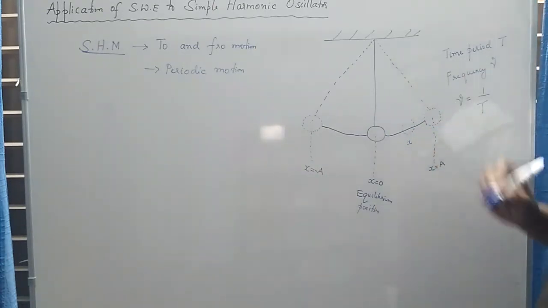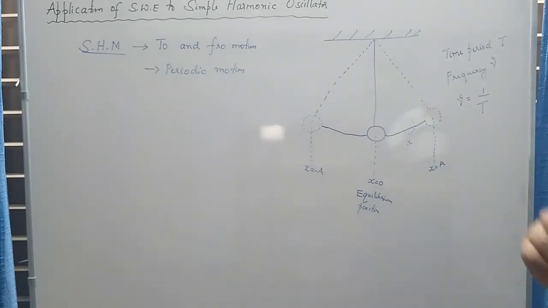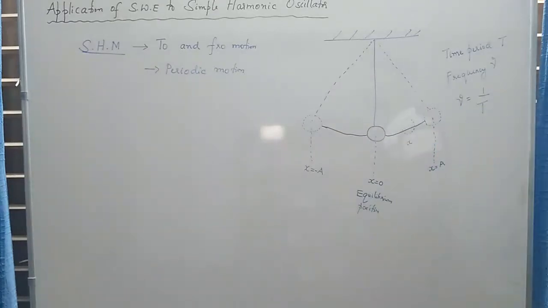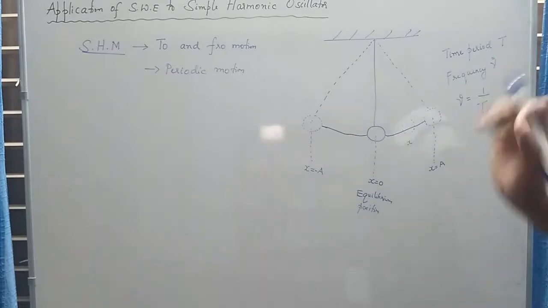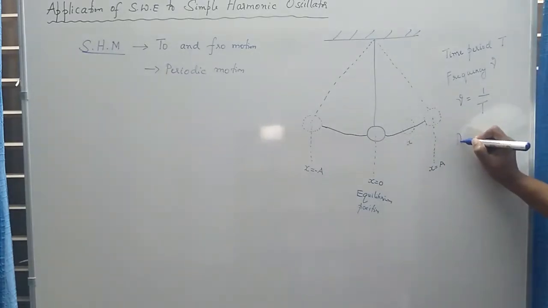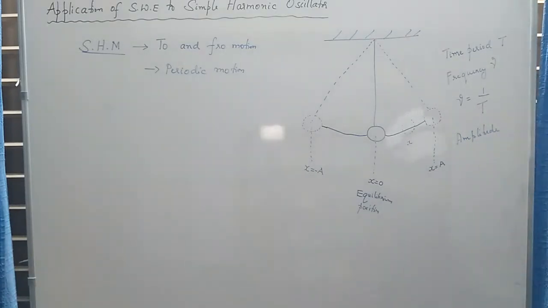So this x represents the displacement of the particle from the equilibrium position, and a is the maximum value of displacement. So a is the maximum value of x. So here the maximum displacement is a, which is nothing but the amplitude. Okay. So amplitude is nothing but the maximum displacement of the particle from the equilibrium position.